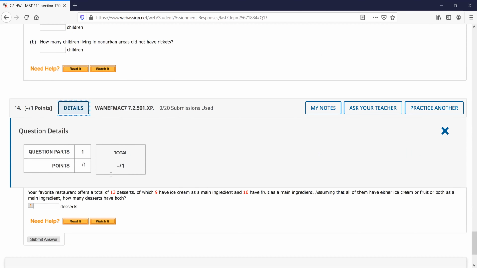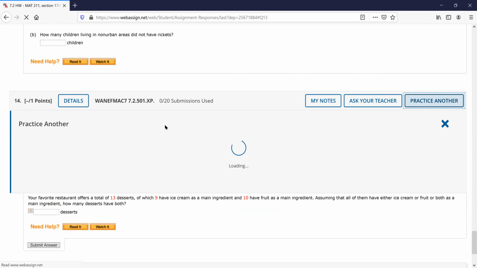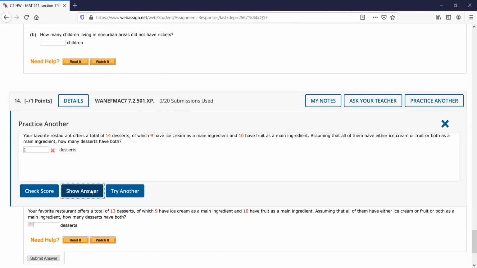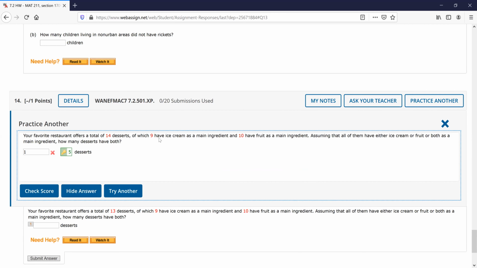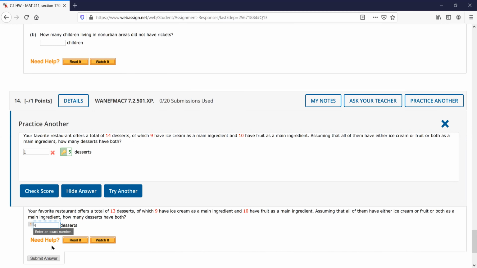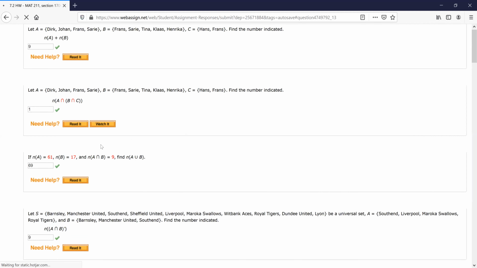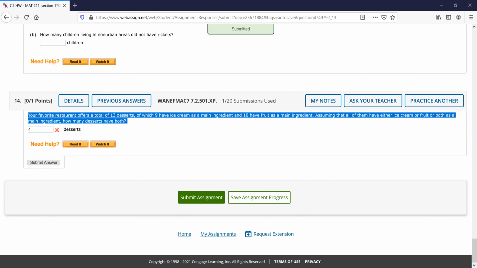I'm going to check another question here and see what they come up with before I say anything. 5 desserts. Okay, so there are 9 that have ice cream, 10 that have fruit. I mean, 5 comes from just subtracting those 2. That doesn't seem right. It seems like it'd be more complicated than that. So that would make your answer 4. Okay, so it doesn't like that.